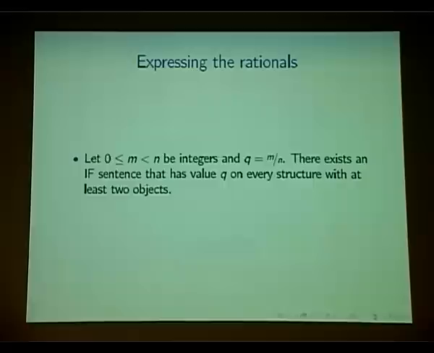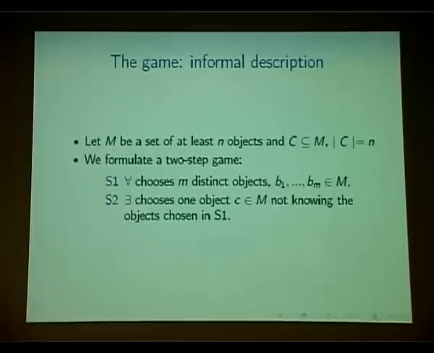One can show that for a rational number q, there exists a sentence that has value q on every structure with at least 2 objects. So the values of the IF sentences under this equilibrium semantics cover just the set of rationals. Here you can determine the value of an IF sentence by bringing into play some more of the machinery of game theory, like iterated elimination of dominated strategies.